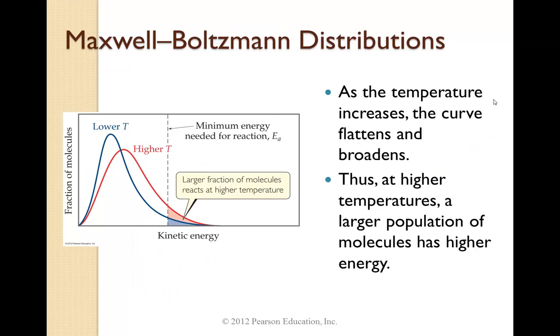As the temperature increases, the curve flattens. Notice, here's the lower temperature, here's the higher temperature. This is actually further to the right because there's more kinetic energy, but it's also lowered because it's more spread out. Thus, at higher temperatures, a larger population of molecules has a higher energy. Notice that when it reaches the activation energy point, there's more molecules on this side.